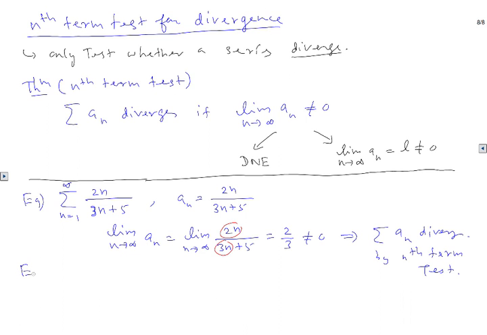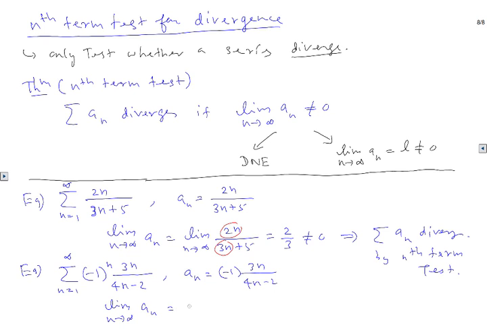Let's look at one more. You can see that these problems are not that long. So the sum from n equals 1 to infinity of (-1)^n times, let's just put some numbers, 3n over 4n minus 2. So what is an here? An equals (-1)^n times 3n over 4n minus 2. Let's take the limit as n goes to infinity.